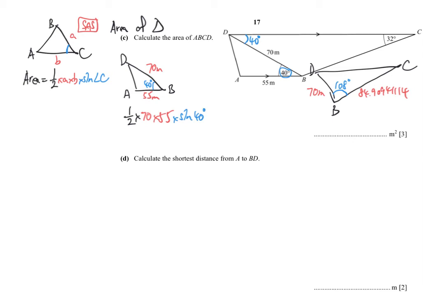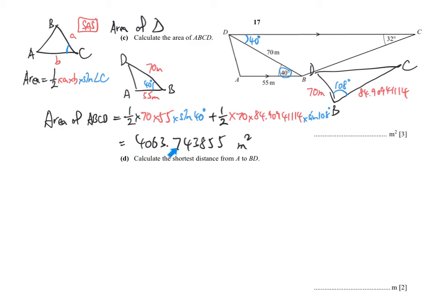So here you can just use the formula now. You can see here I will use 84.9 and the full calculator value, to make sure the final answer is very accurate. And remember it's sine theta, so the sine of the angle. So you just use your calculator, and then you will get the final answer. It will be something like this. Yep. And then correct to three significant figures, we will have this as the final answer.